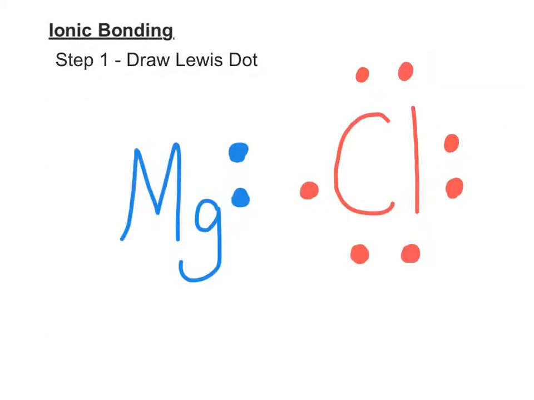So we're going to start with step 1. Step 1 is to draw the Lewis dot for your valence electrons. Magnesium has 2 valence electrons, so I'm putting 2 dots next to magnesium. And chlorine has 7 valence electrons, so I'm putting 7 dots around the chemical symbol of chlorine.